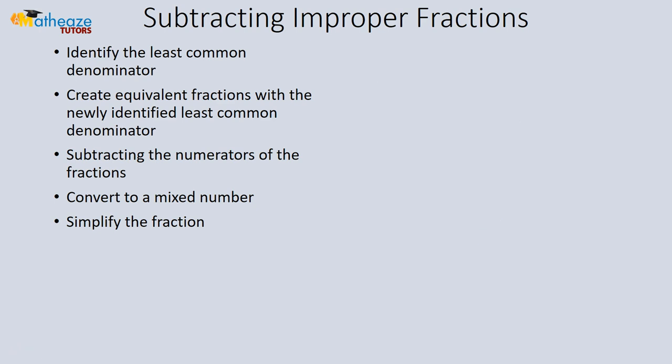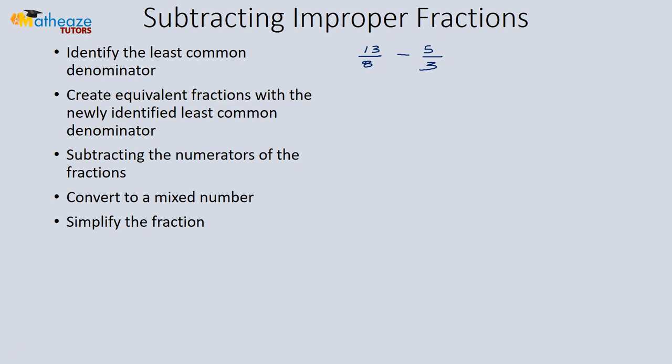Now let's take a look at improper fractions where the denominators are unlike denominators. We can start with 13 over 8 minus 5 over 3.